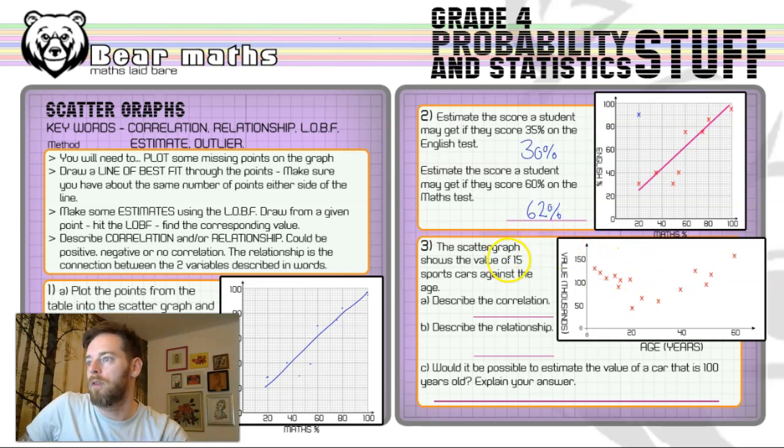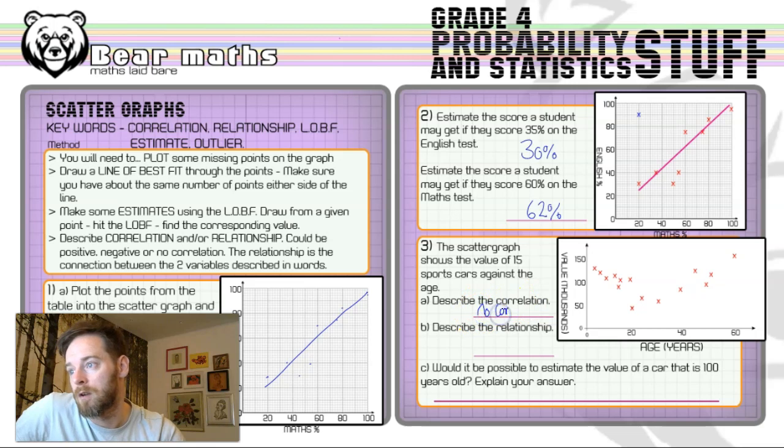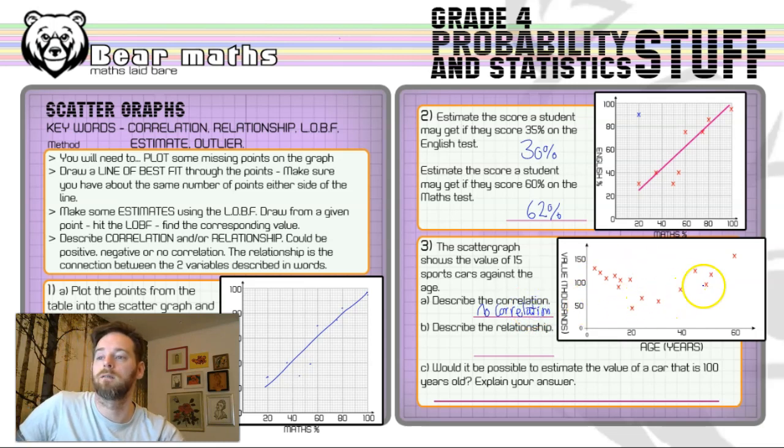Okay, now the third question here, the scatter graph shows the value of 15 sports cars against the age. We have to describe the correlation. So in this particular example, it might be tempting to say, well, it's negative and then positive, but we don't say that. What we'd say here is that it's got no correlation. All right, there is no correlation because all the points are in sort of random looking order.